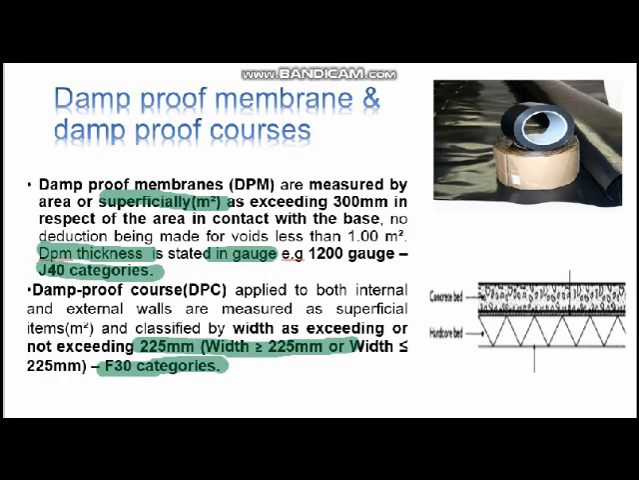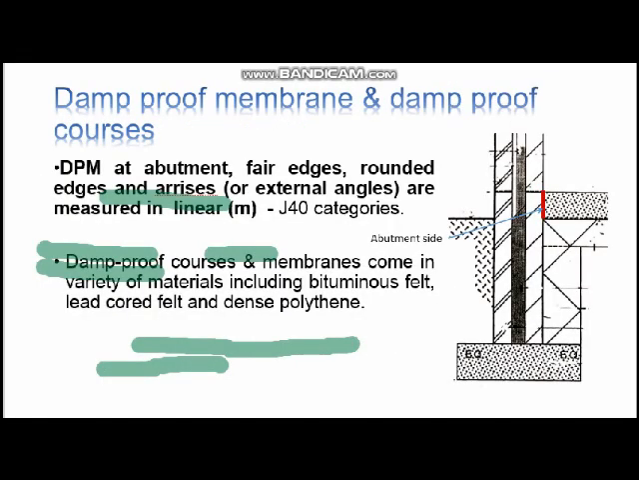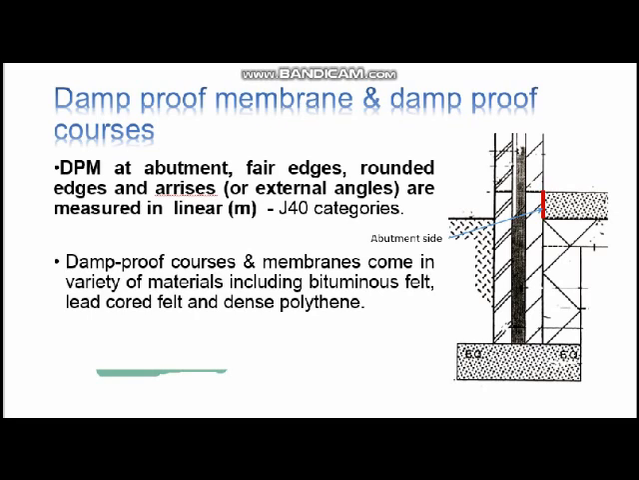When you want to measure the damp-proof membrane, you also need to consider the DPM at the abutment side. This is connecting the DPC with the damp-proof membrane. This side normally will be measured in linear meter.